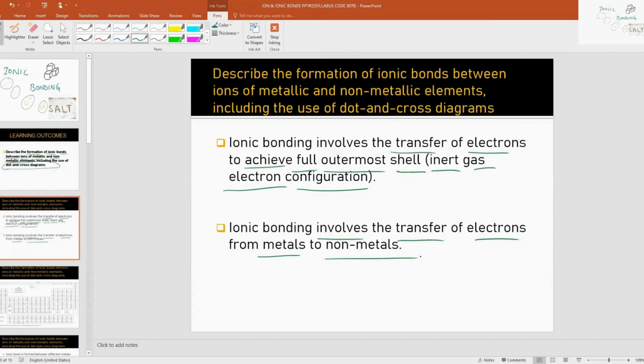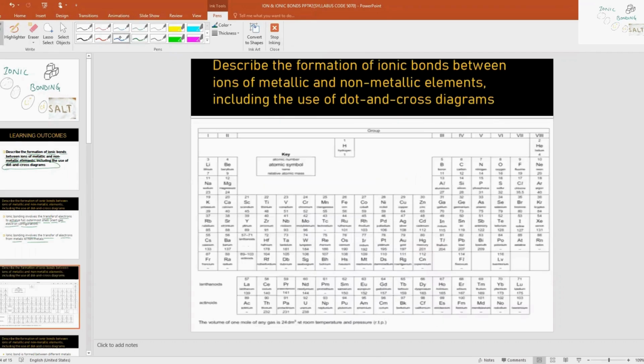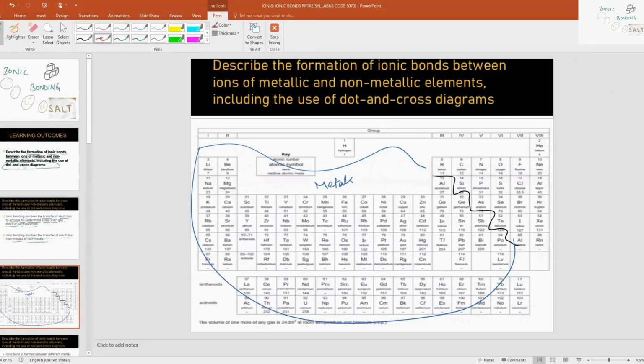between metals and non-metals. This is the periodic table. You see, these are the metals in this periodic table. This is the staircase line. These are the metals in the periodic table. They form ionic bonds with the non-metals. Here we are having non-metals. And they are forming ionic bonds.